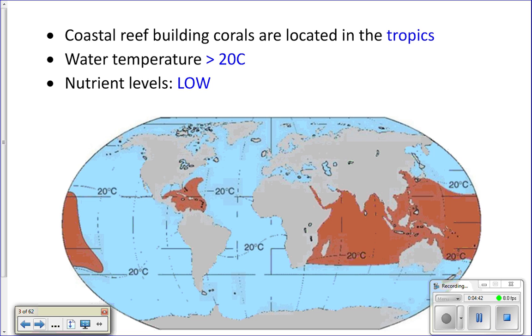Again, warm water, because most of the energy from the sun gets absorbed at the equator, which makes the water at the equator warmer. And then also, remember from first semester, in the tropics you have a permanent thermocline, yeah? And so permanent thermocline equals nutrients trapped in the deep sea, so you get nutrient poor water. Those two things are found in the tropics, which is where you find coral reefs.